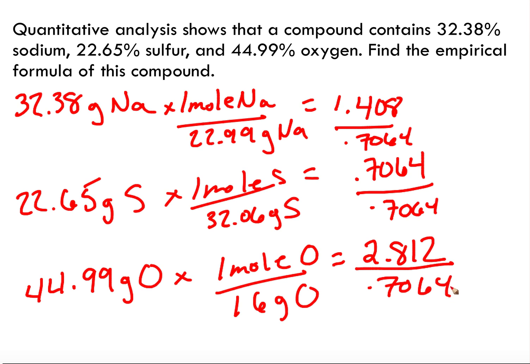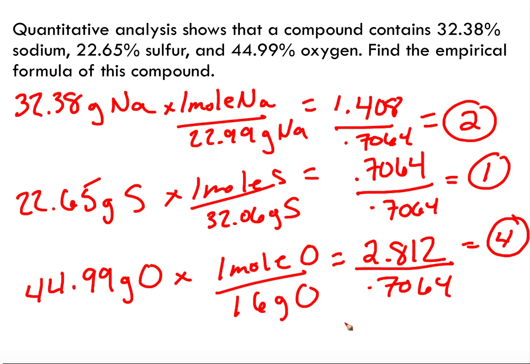So 1.408 divided by 0.7064, I get 1.99, and that's very close to the number 2. 0.7064 divided by the same number is 1. 2.812 divided by 0.7064 is 3.98, which is very close to the number 4.